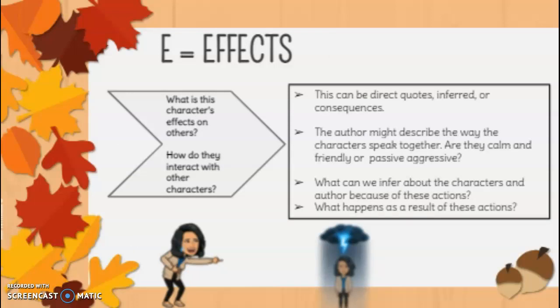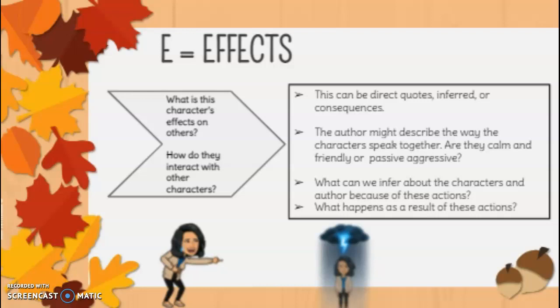E is effects. What is this character's effect on other people? How do they interact with other characters? Okay, this can be direct quotes, inferred, or consequences. The author might describe the way that a character speaks to others. Are they calm and friendly or passive aggressive? Okay, these are the effects. Look at what happens as a result of actions to a character. Once something has been done, what are the lasting effects?